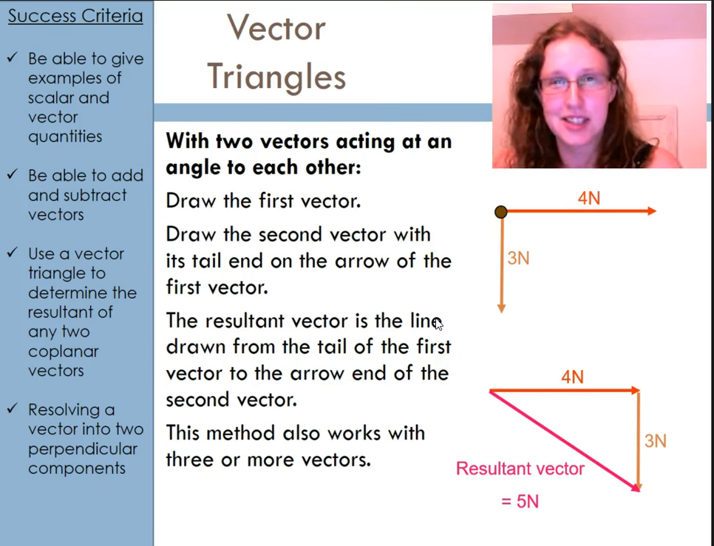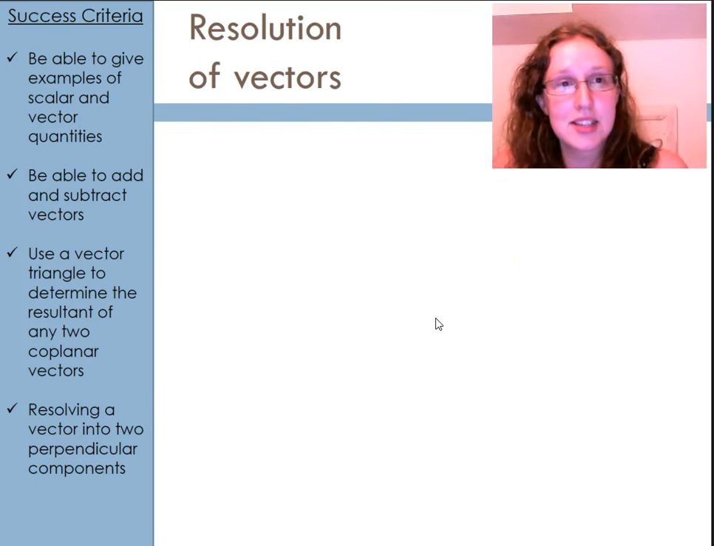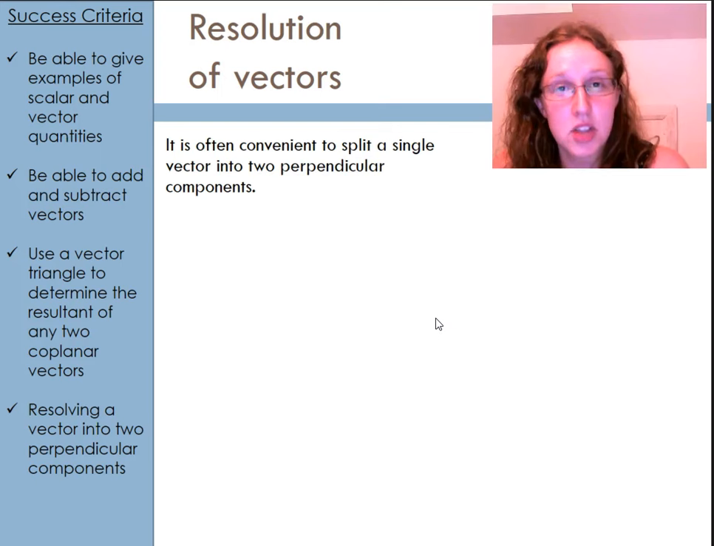But it's easy, like ruler and pencil. Easy peasy. So the last little bit on this one then, and then I will be done talking, I promise, is resolution of vectors. So this is where we take one vector and split it into 2 perpendicular components. So basically it's the opposite of what I've just done.